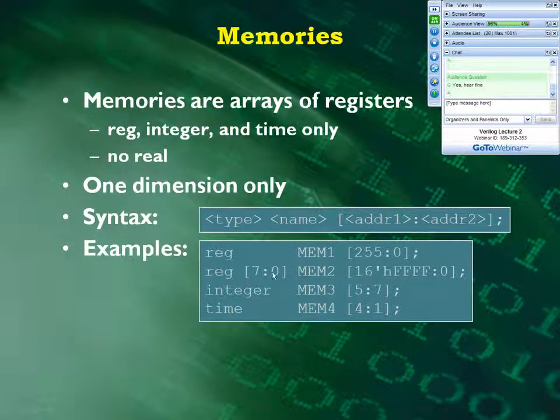Here we have mem 2. Now it's 8 bits wide, and it goes from this value, 16 hex FFFF, down to 0. So you have that many of these 8-bit wide memories. And again, you can use indexes, but it's preferable if you go from 0 to some value or some value down to 0. Try not to start off as some non-zero value.